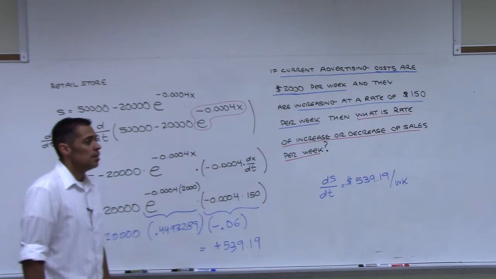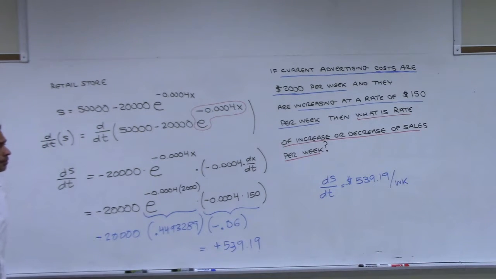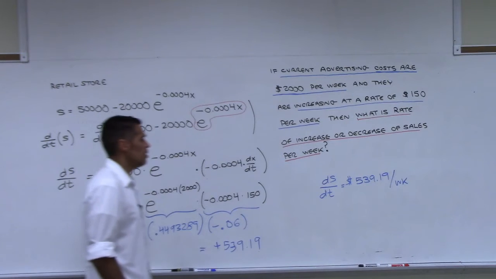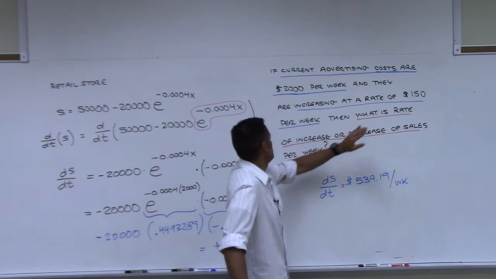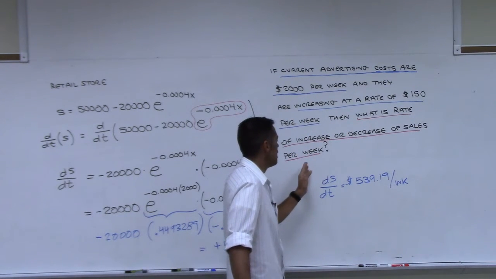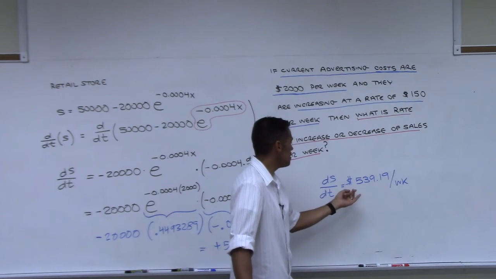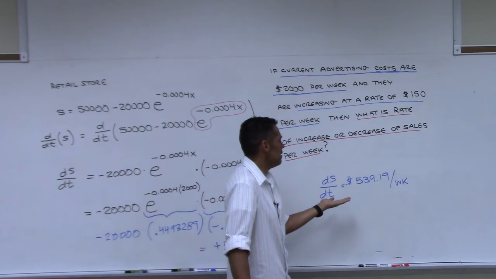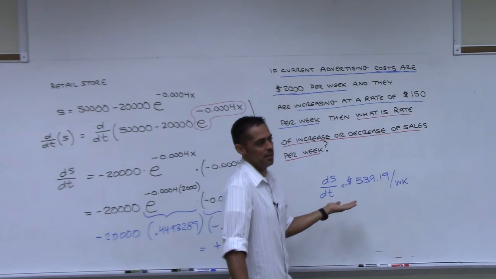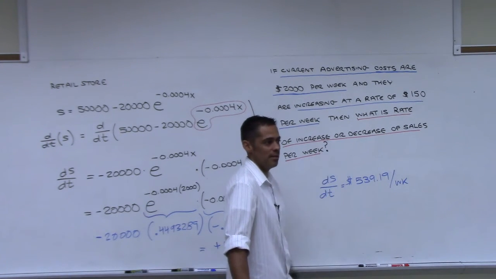Any questions like this, do you want us answering in sentences? Well, the most I would want for this, because it says, what is the rate of increase or decrease of sales per week? If you write this down, you have answered it with no words. That's okay. I read that as $539.19 per week. But if you want to write it in words, you can.